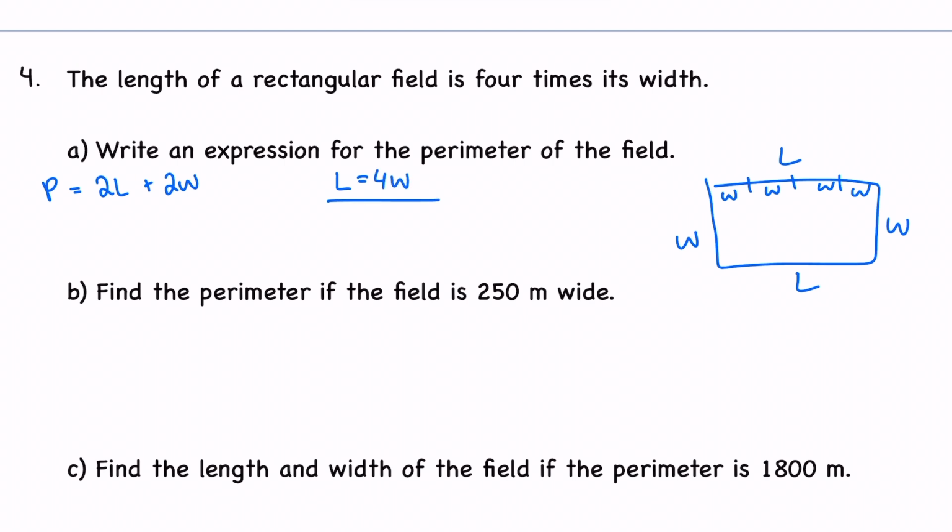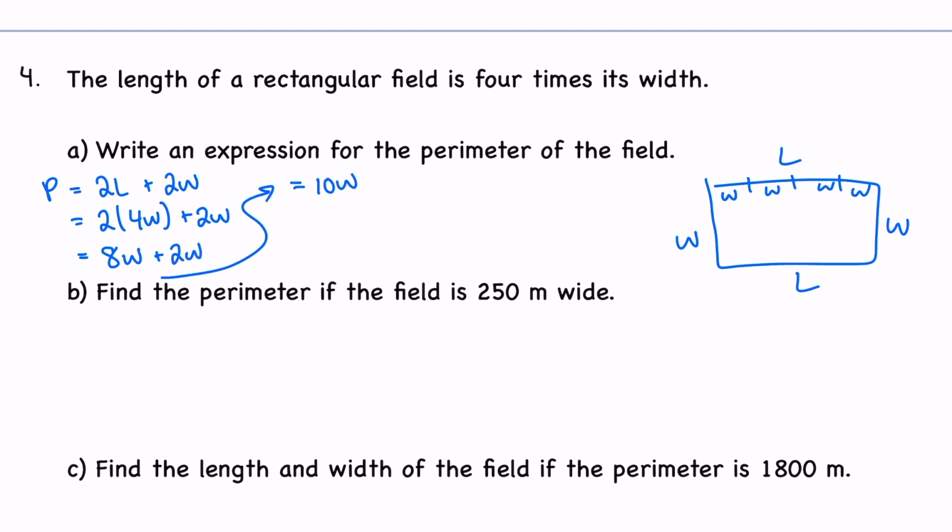So we can actually sub this into our equation over here and get another equation for the perimeter of our field, but in terms of just our width. So subbing that in, we get 2 times 4W plus 2W. And we can actually solve that, giving us 2 times 4, which is 8 W's, plus 2 W's, which gives us 10 W's. So perimeter is also equal to 10 times the width.